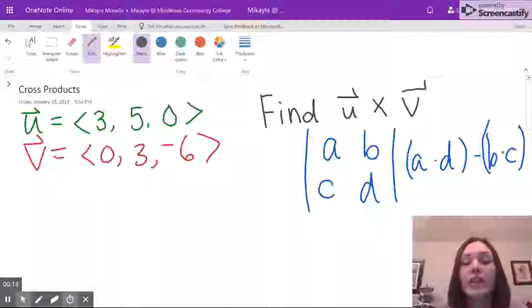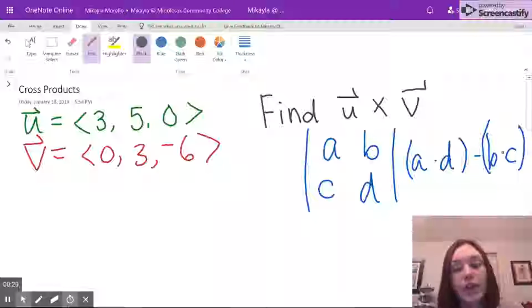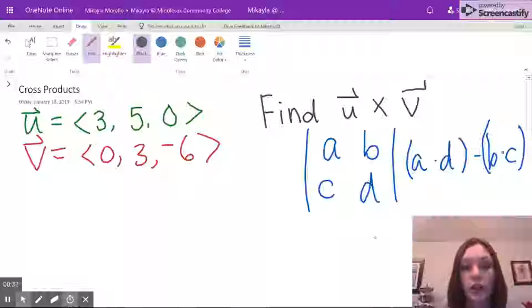Now we're going to do this in the setting of Calculus 3. You may have heard it as a determinant in linear algebra or in physics, but we're going to focus on Calculus 3. So we're trying to find u cross v, which you can see here. And we have our u vector and our v vector. And over here, I showed how to do the cofactor method, which we'll get to in a second.